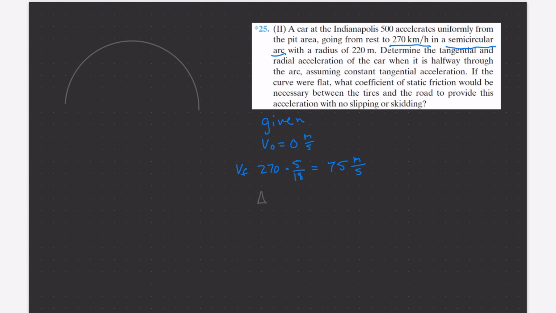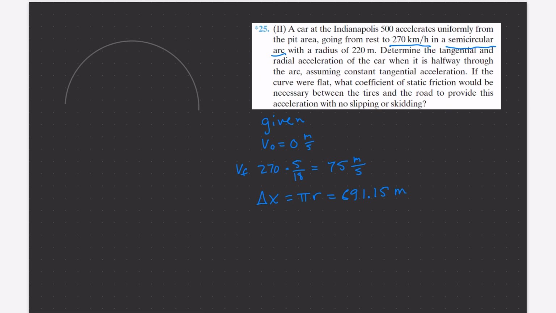Delta x is going to be equal to, instead of 2 pi r, just pi r, because it's half of the circumference. If I plug in the 220 meter radius and multiply that by pi, I should get 691.15 meters. All right, so that's our delta x here.